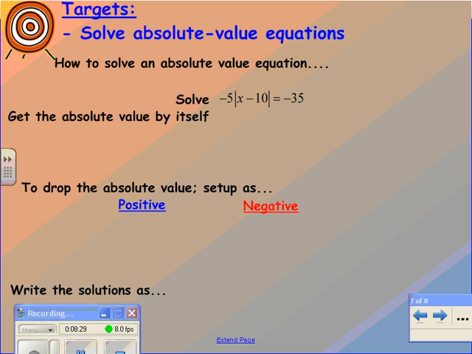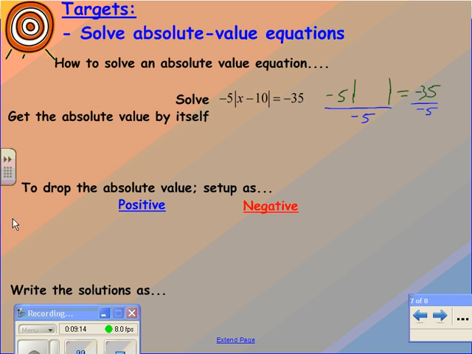So this is no different. If I would rewrite this as something like this, if I would say -5 times the absolute value of whatever, we don't care, is equal to -35. So pretend the absolute value is not even there. Just go ahead and cover it up. And let me rewrite my numbers real quick here. Okay, so to get the absolute value symbols by itself, I can see clearly that if I divide by -5 on both sides, that's going to give me my absolute value by itself.